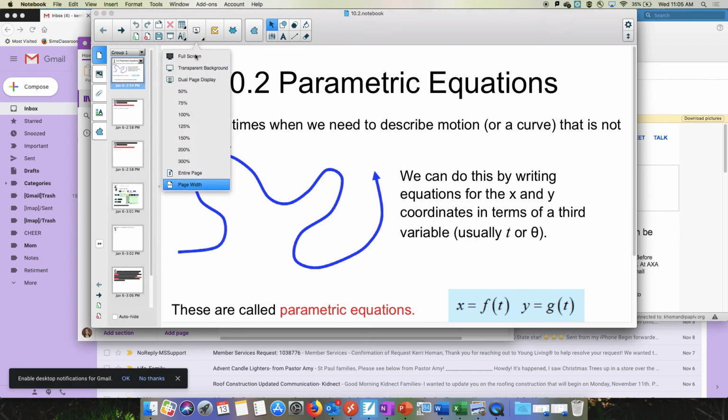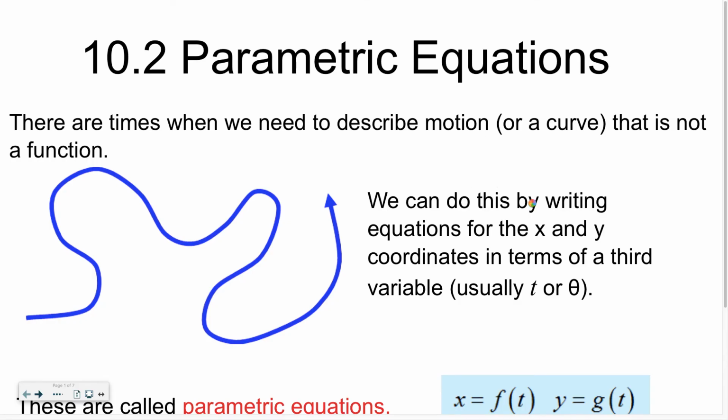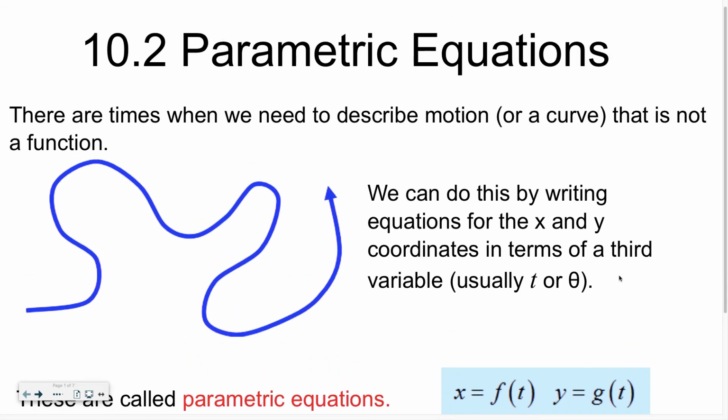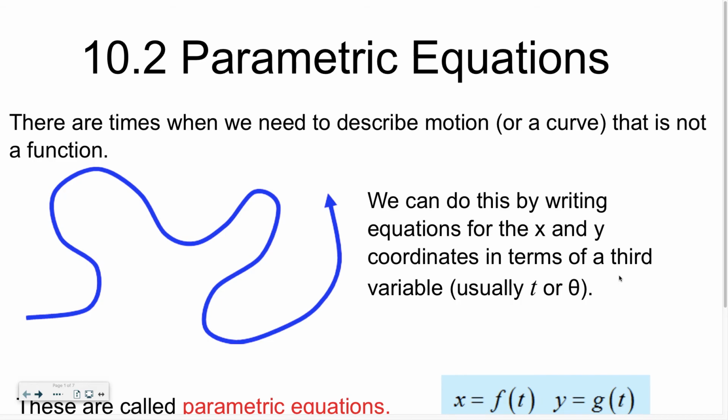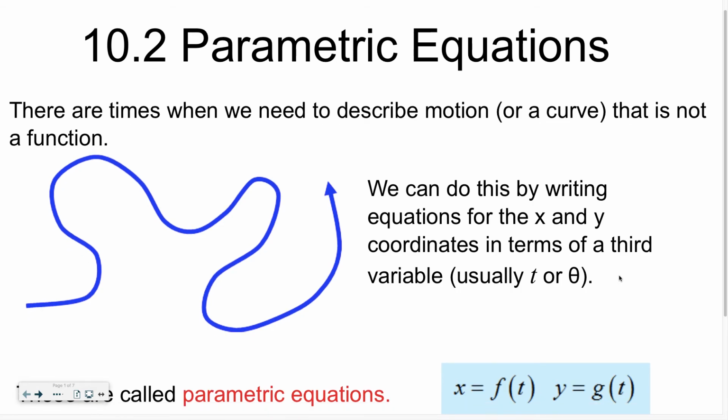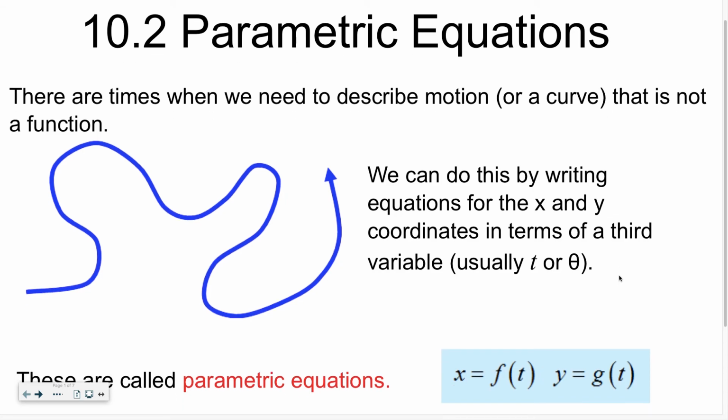I want to remind you that a parametric equation is often used to describe motion. That's not a function. We do this by writing the equations for x and y in terms of a third variable. That third variable is called the parameter, which is why we call them parametric equations. So x is a function of a variable, typically t. Y is a function of that same variable, typically t.